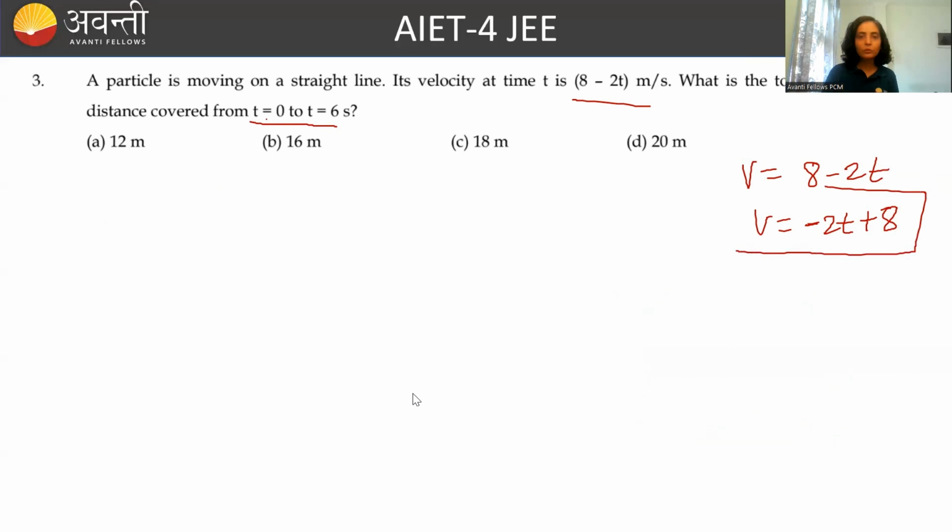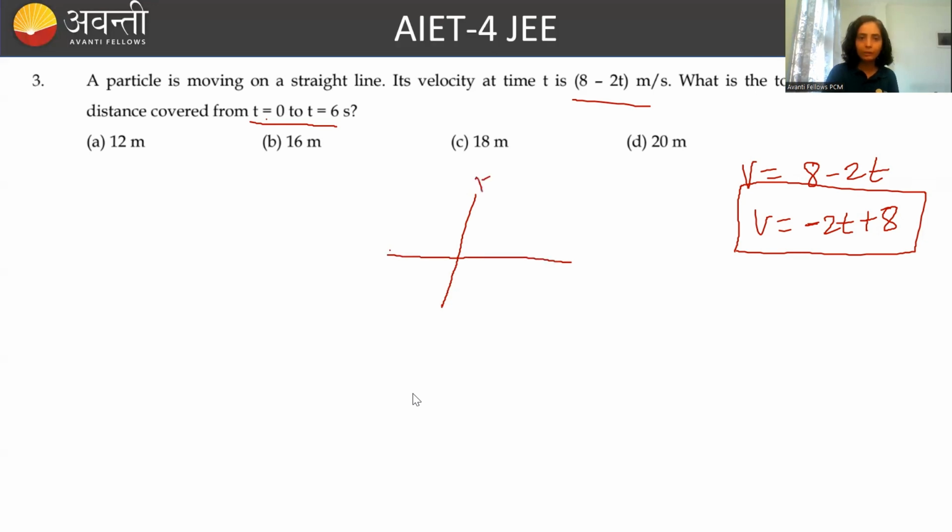Now, if we solve it using equations, we break v into dx by dt and go for it, but we can also do it graphically, and that is more convenient here. I will show you graphically, because you all must have tried to solve it through equations, I feel. So let's do it graphically.